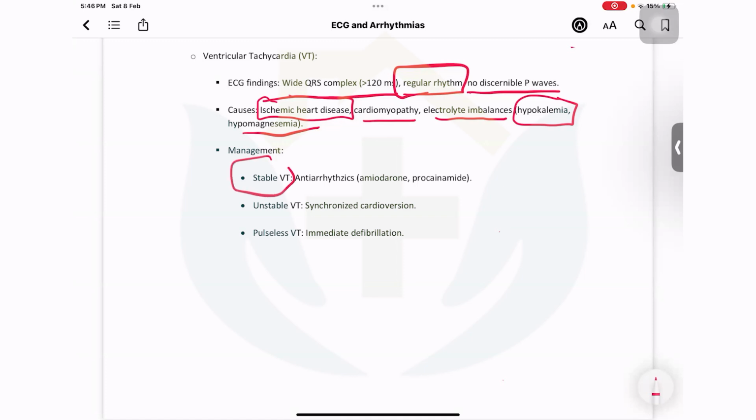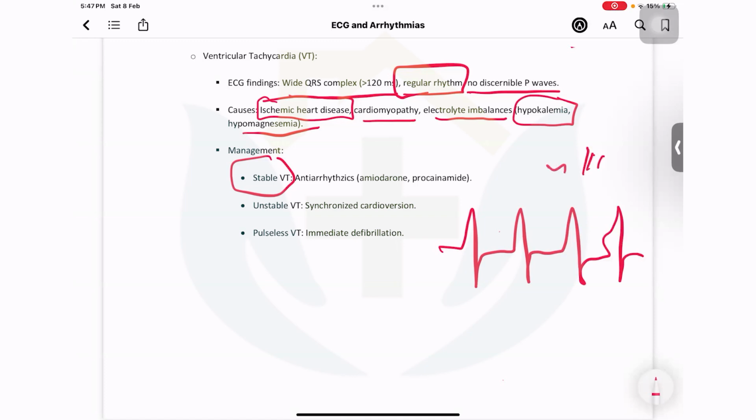What is stable VT? Stable VT is when the patient comes to you with QRS widening and they have a good pulse, BP of around 110. So they are very good patients to be treated. So stable VT, you give amiodarone, they revert back. You give beta blockers long term, they are perfectly fine. You open up the blood vessel, coronary artery disease, absolutely fine.